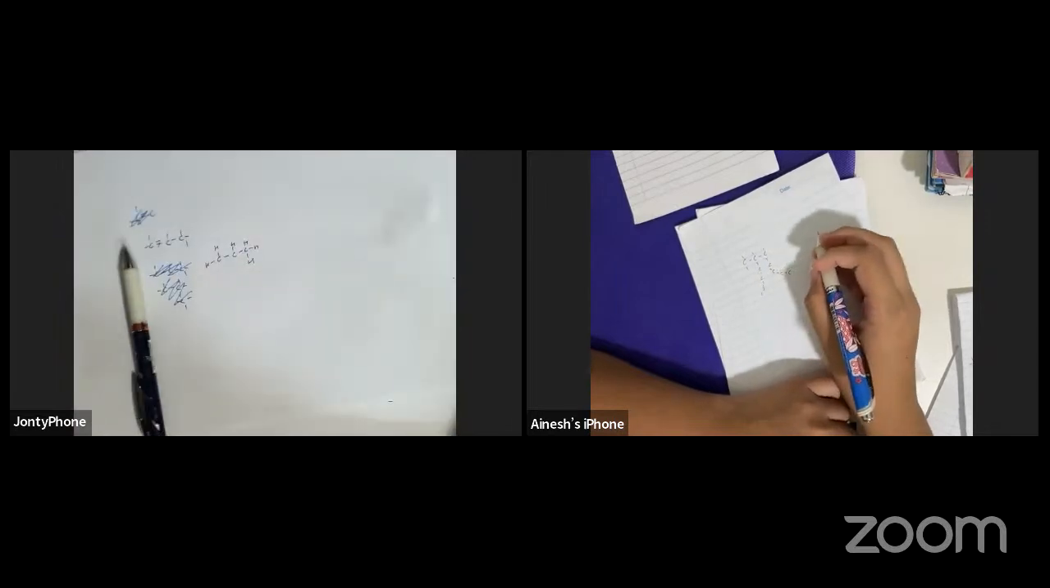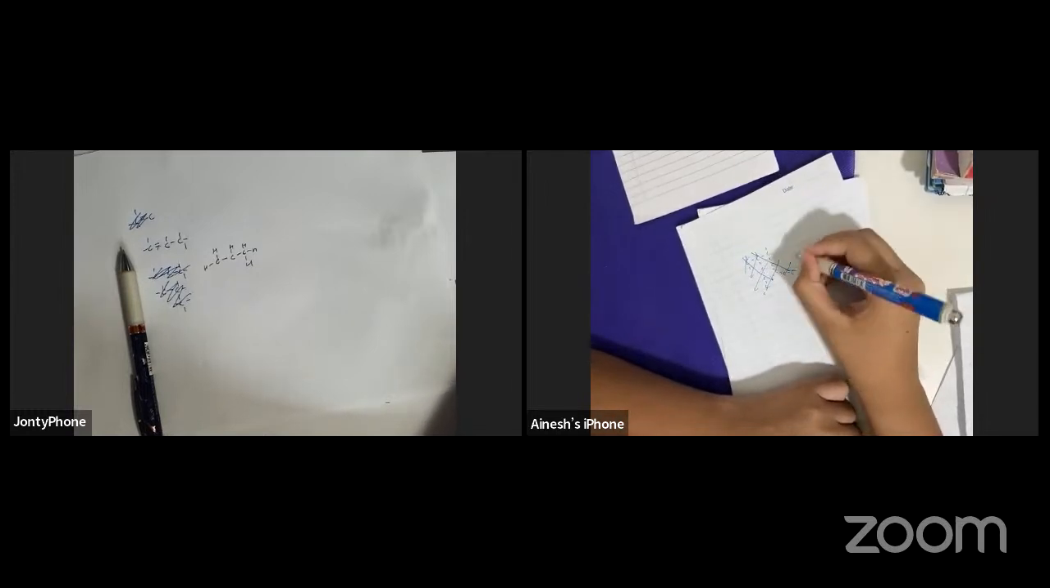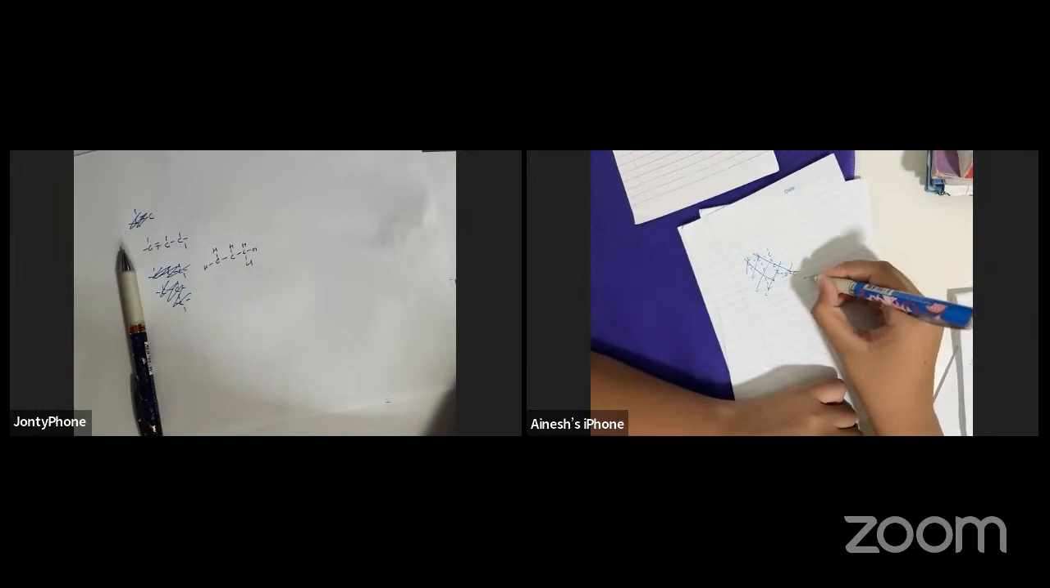Ainesh, I'm not asking you to do the previous page. I'm asking you to do page 11. Are you at page 11? Just to confirm, are you sure you're doing the one at page 11? Observe page 11.